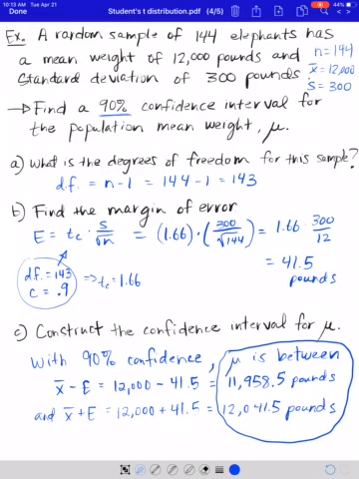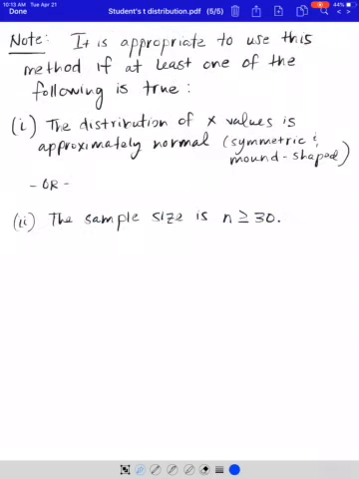All right. One more thing we should note, in order to use this method of using the t-distribution, we need that one of these conditions hold. So it's appropriate to use this method if at least one of the following is true. Either the distribution of x values is approximately normal, meaning it's symmetric in mound shape, or if that's not the case, if our distribution is skewed left or right or bimodal, well, in that case, we need to make sure our sample size is at least 30. And there we go.